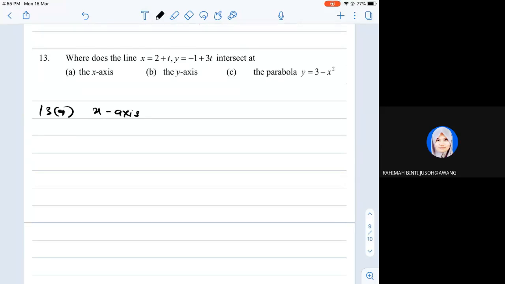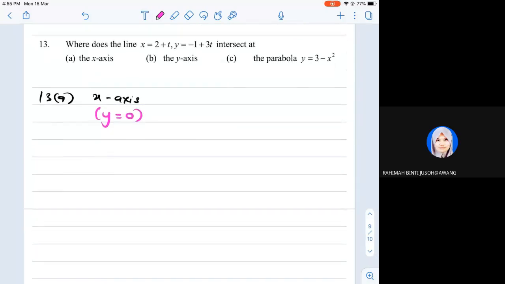What does it mean? Imagine you have a straight line, and it intersects the x-axis. So what happened? What is our clue now if it intersects the x-axis? What happened to y? 0. Yes, y becomes 0. So to answer this question, the question asks where, so we need to find the coordinates. The y coordinate we already know, y equals 0, so you need to find the x coordinate. How do we find the x coordinate? By substituting the value y equals 0 into this equation.